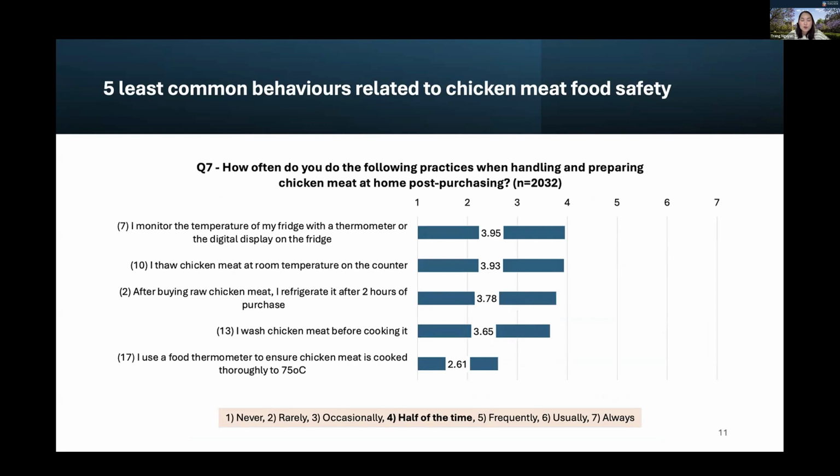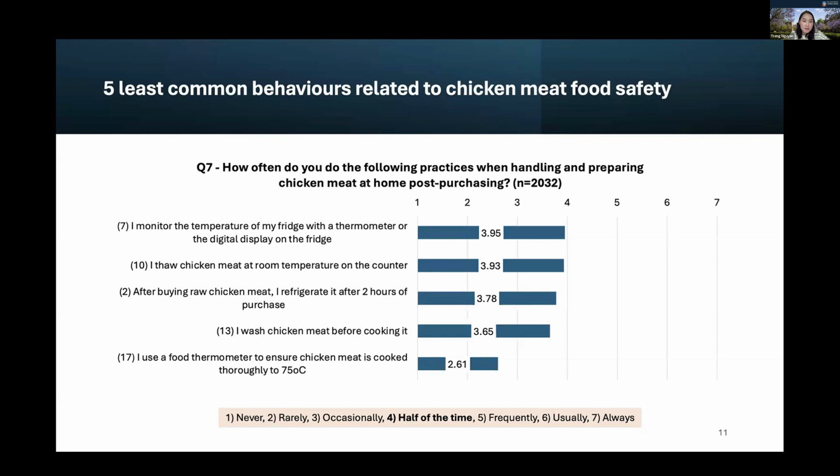And then here we've got 5 least common behaviors related to chicken meat food safety. So we also throw in some of the behaviors that might not be recommended. For example, around thawing chicken meat, whether it should be thawed at room temperature or not, or washing chicken meat before cooking it. So we can see here that for an average person all of these practices are done less than half of the time, but reaching the half point.